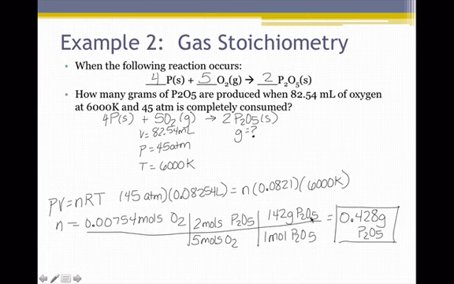So in that one, the roles were reversed. We did PV equals nRT first, and we did stoichiometry second.